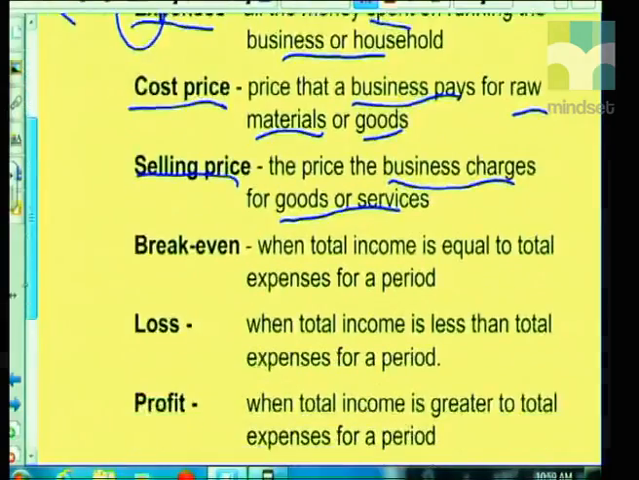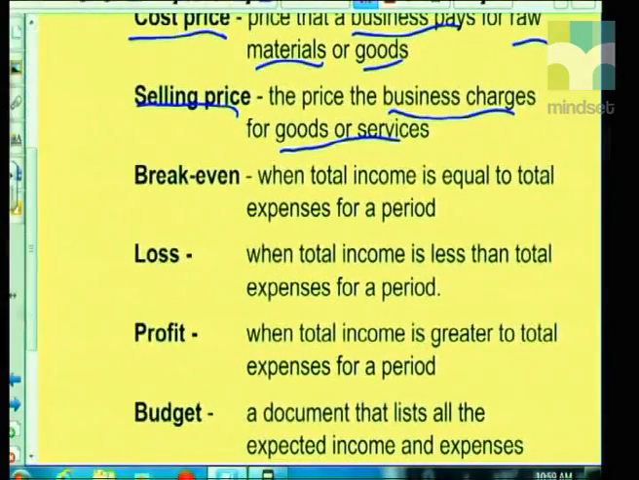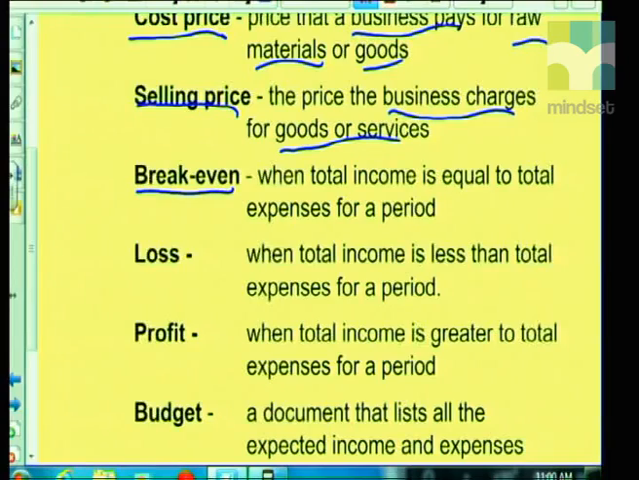Now, there are three scenarios that I'm sure you're aware of. On a particular item, we have a situation where the cost price and the selling price are equal. All the costs are accounted for and all that money is paid back by the selling of it. Then we would say, well, we're not making any profit. We are just breaking even. So break even is when the total income for a period of time is equal to the total expenses for that same period.